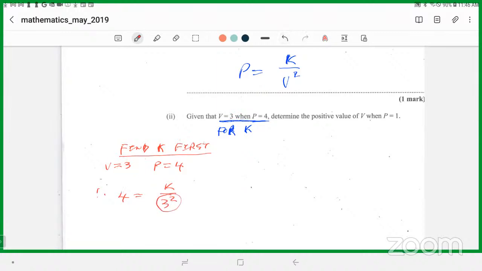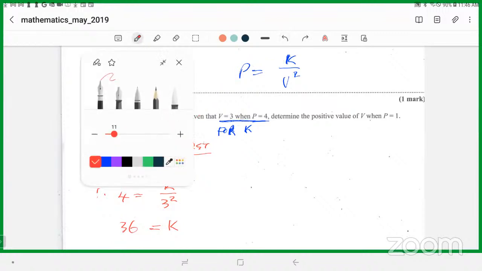This 3 squared is 9. This 9 is going to come over and multiply by the 4. 9 times 4 is 36, so the K is going to be 36. That's a constant. So now the K is 36. This 36 can come up here on the formula, and now we know the formula fully, connecting the P and the V. So we can use this now.